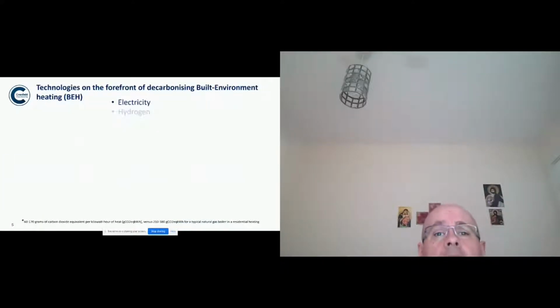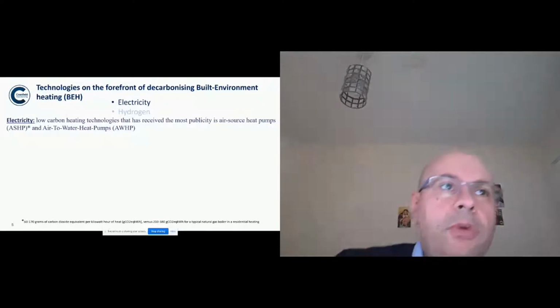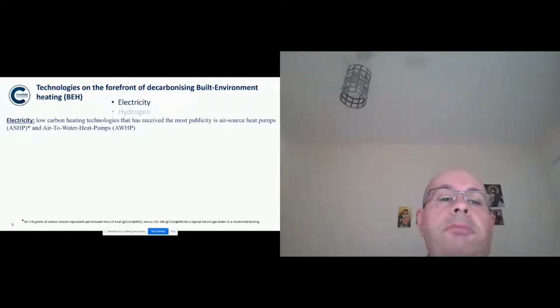So the technologies on the forefront of decarbonizing the built environment heating seem to be electricity, which is increasingly coming from cleaner sources, and hydrogen. And having looked at electricity, the current technologies taking the most attention are the air source heat pumps and air to water heat pumps.